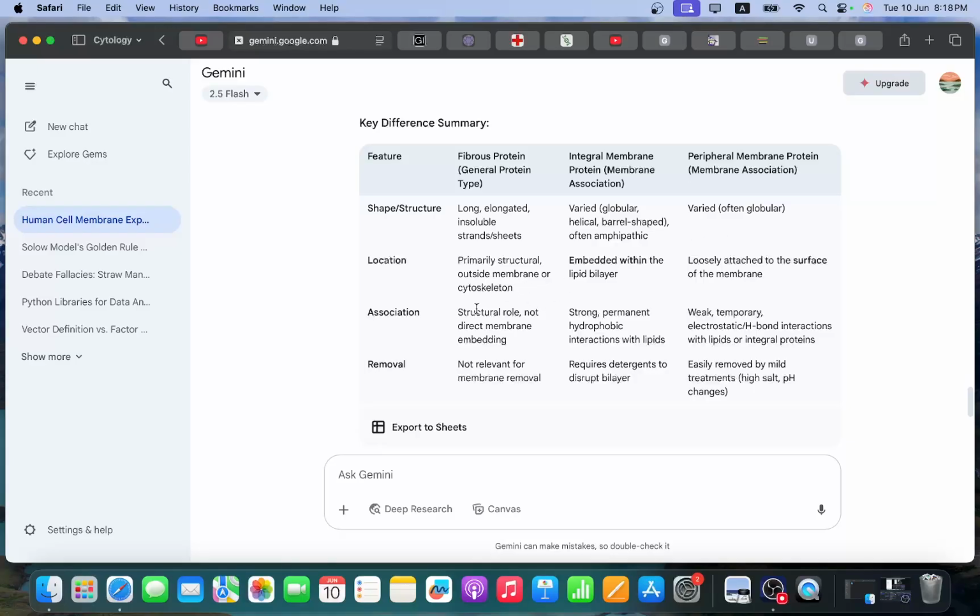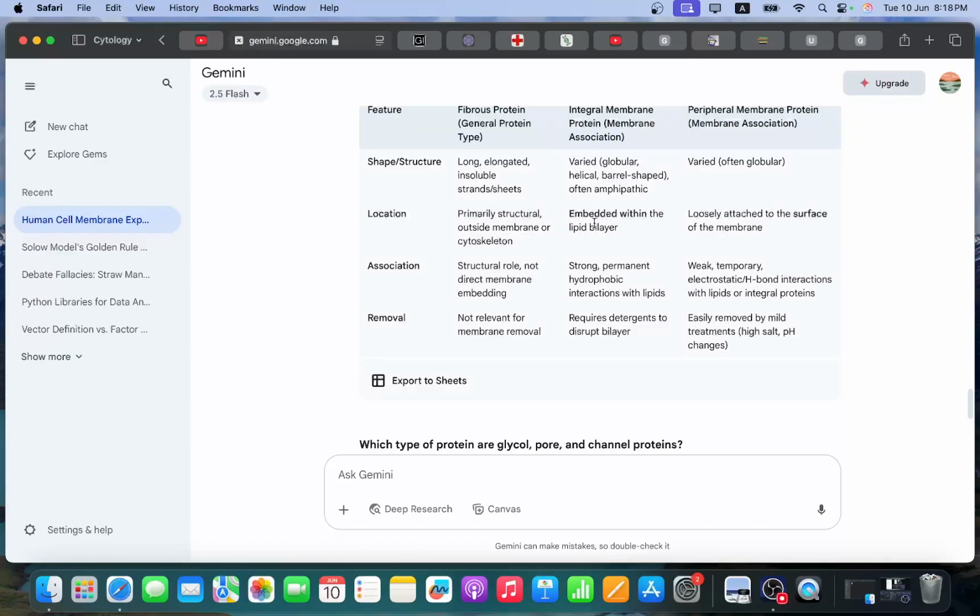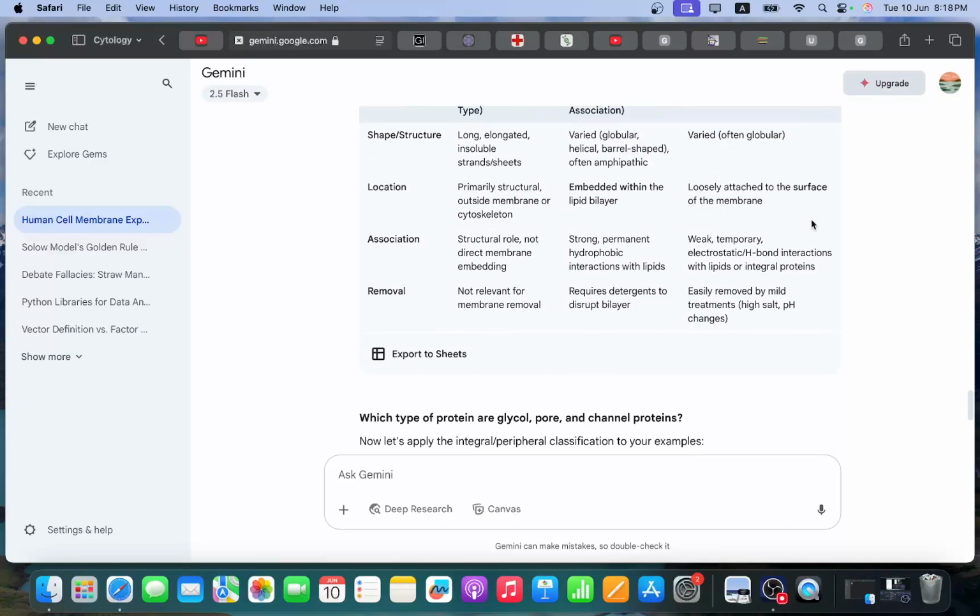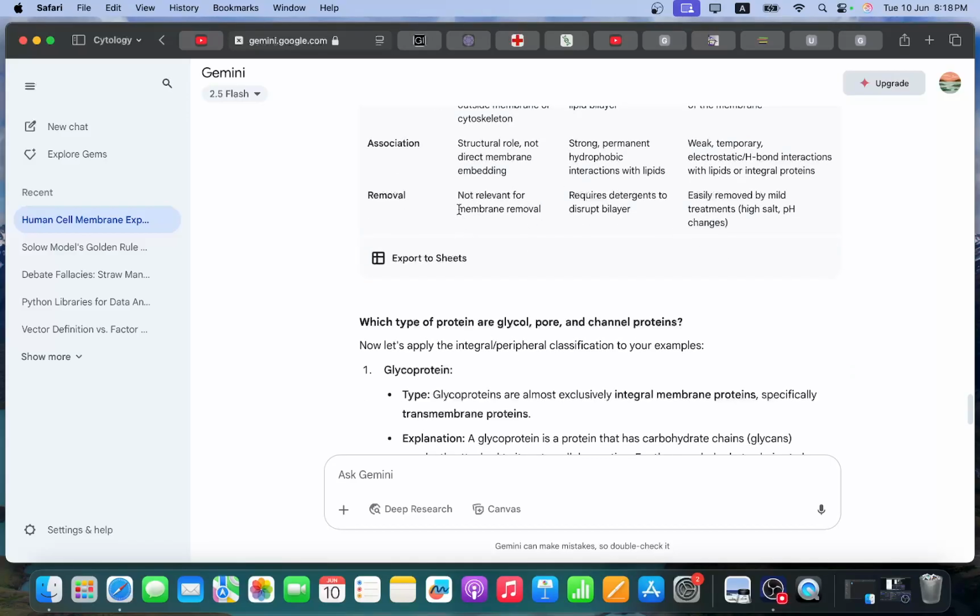Location: primarily structured outside the membrane or cytoskeleton, embedded within the lipid bilayer, loosely attached to the surface. Association: structural role, not direct membrane embedding. Strong permanent hydrophobic interactions with lipid. Weak temporary electrostatic and H bond interactions with lipid and integral proteins. Removal: not relevant for membrane removal. Requires detergents to disturb the bilayer. Easily removed by mild treatments like high salt, pH changes, etc.